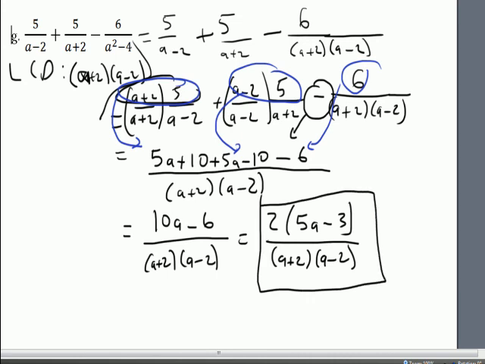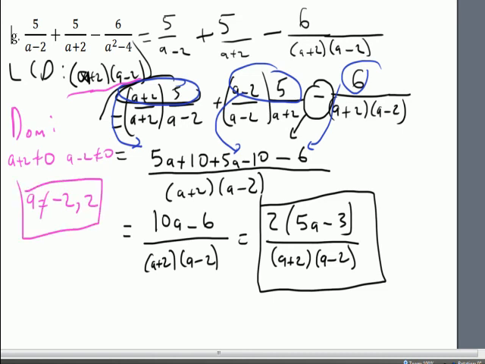So let's look at our domain. Again, looking at the least common denominator, you should see that a plus 2 can't be 0 and a minus 2 can't be 0. So a should not be negative 2 or 2, instead of all a. So a is not negative 2 or 2 should be my domain. And that's the notes for 5.2.